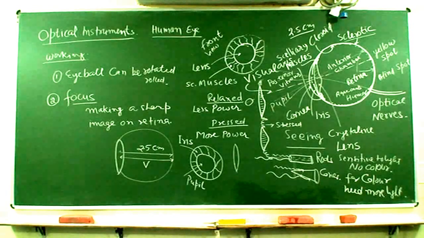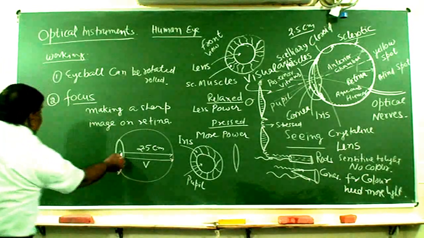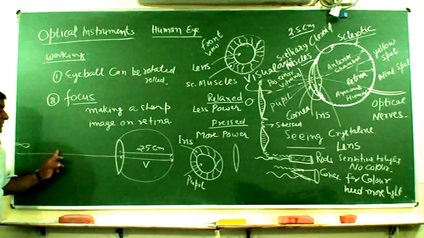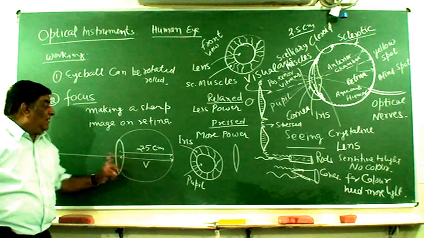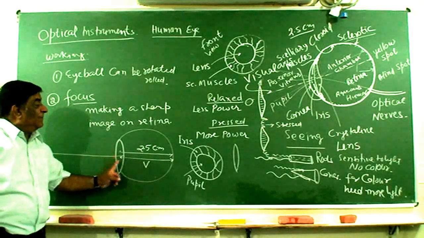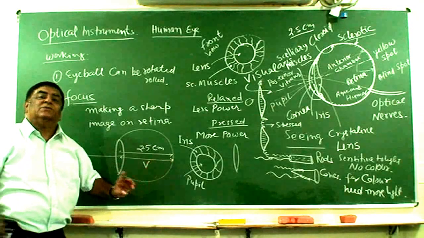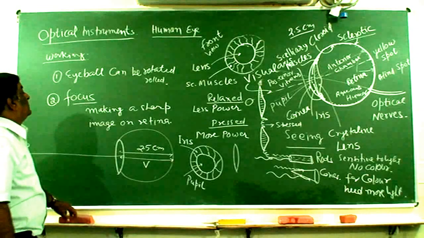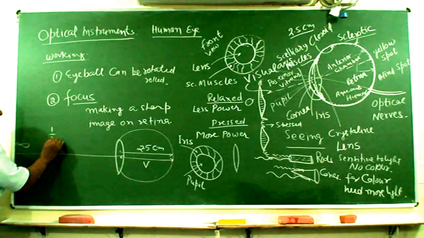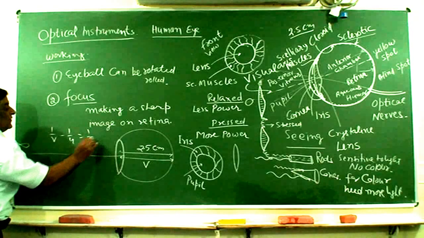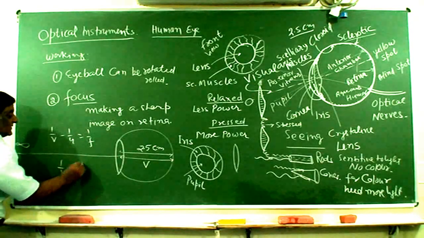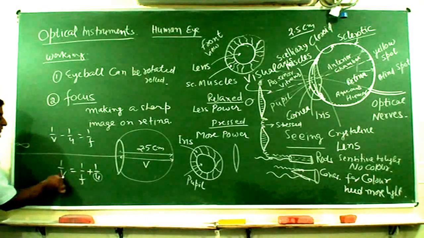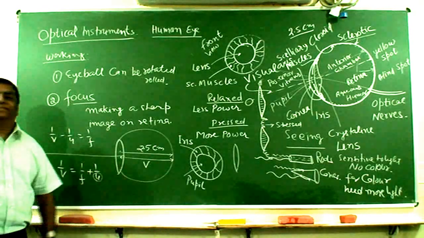Okay. Then our object may be anywhere. The object may be at infinity, the object may be closer, it can be anywhere. Every time we want the image to be sharp here. So, how is it possible? Whenever we are changing U, V has to change with this formula: 1/V minus 1/U is equal to 1/F. So, 1/V is equal to 1/F plus 1/U. Whenever we change U, V will change, but we don't want to change V.